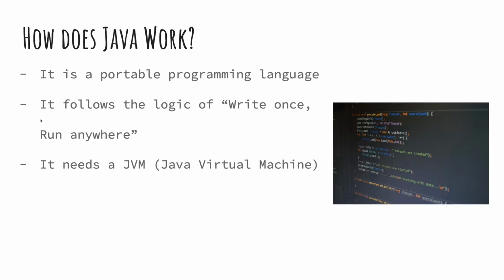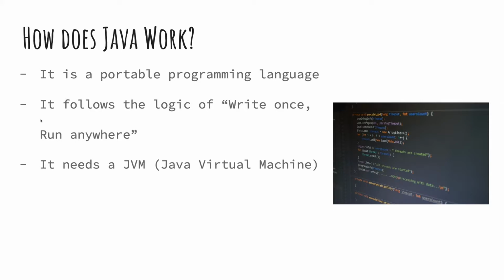Now, as some of you might know, Java is a portable programming language. And the reason it's portable is because it follows the logic of write once, run anywhere. What does that mean? If you write a piece of Java code, you use a compiler to compile it into bytecode. And the beauty of bytecode is that you can run it on any computer you want. So you can run it on a desktop, you can run it on a laptop, or even some kind of integrated processor, as you'd see on an Arduino or a Raspberry Pi.